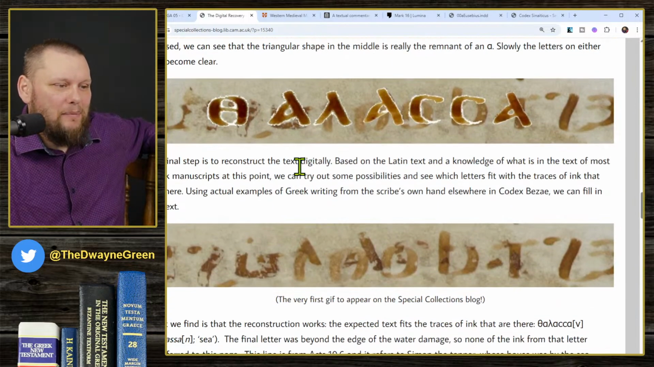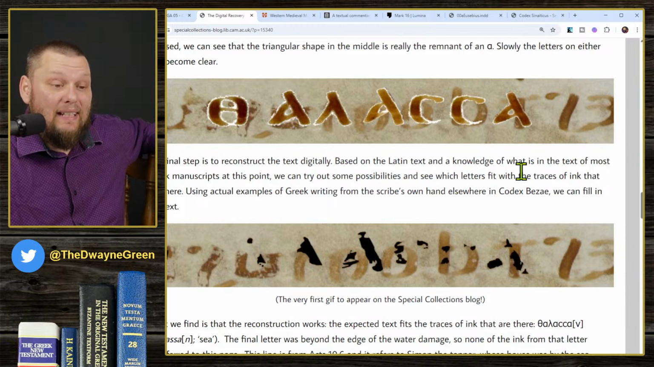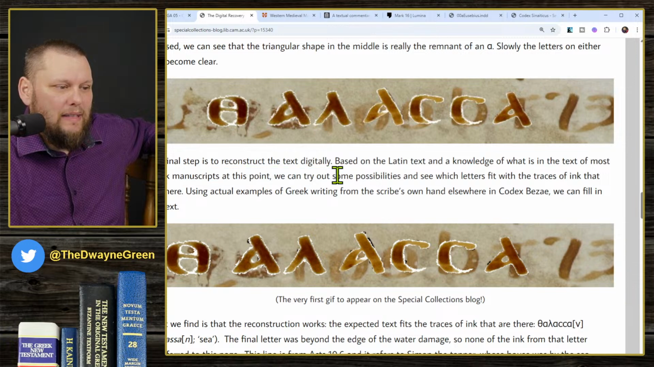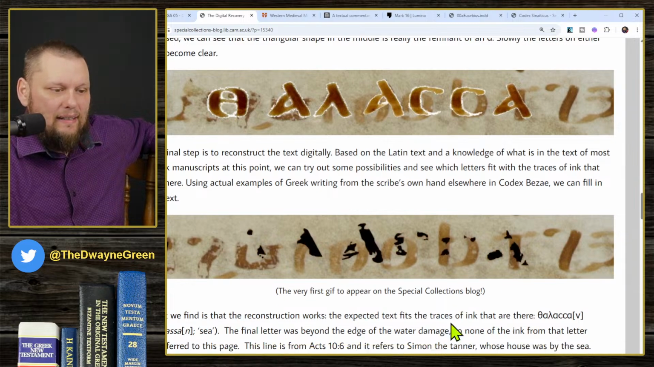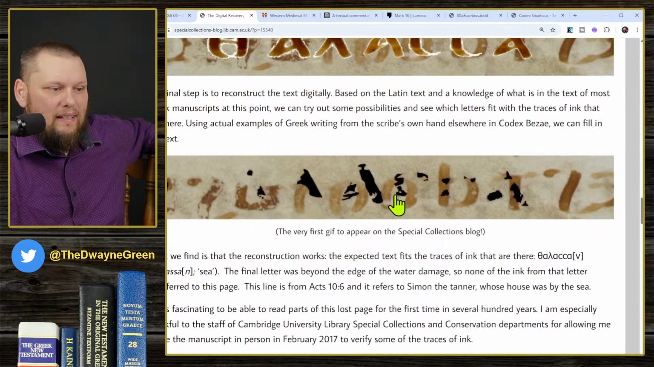So the final step is to reconstruct the text digitally based on the Latin text and knowledge of what is in the text of most Greek manuscripts. At this point, we can try out some possibilities to see which letters fit with the traces of ink that are there, using actual examples of Greek writing from the scribe's own hand elsewhere in Codex Bezae. We can fill in the text. And so he's got it right there.